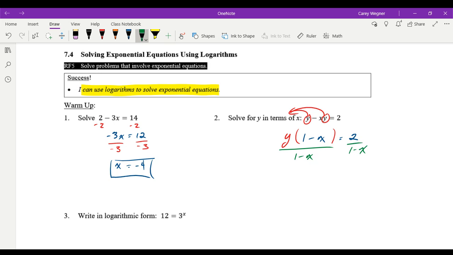Now we're asked to solve for y in terms of x. And so we're going to have an x in our answer. And here this 1 minus x and that 1 minus x cancel out, which leaves us with our final answer that y is equal to 2 over 1 minus x. And that would be our answer for question number 2.